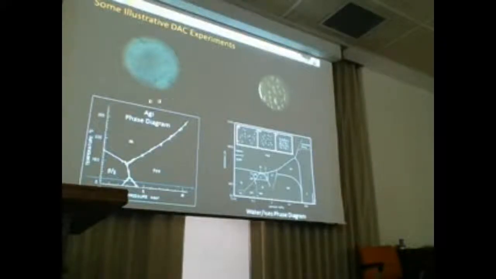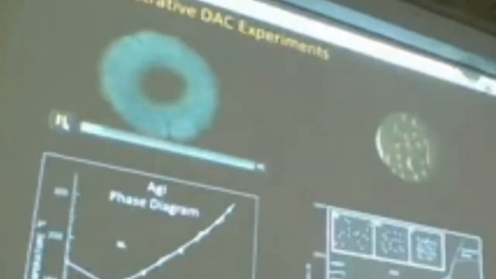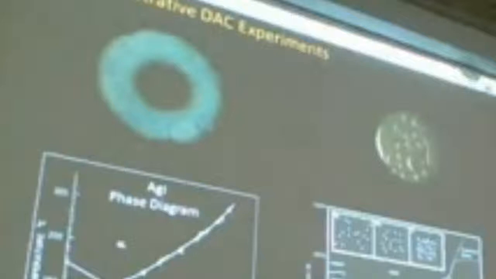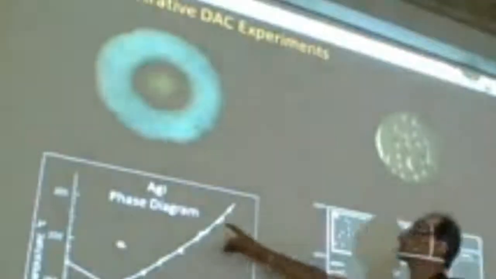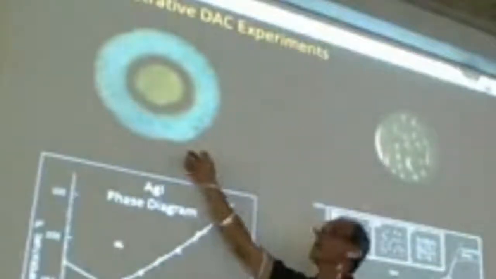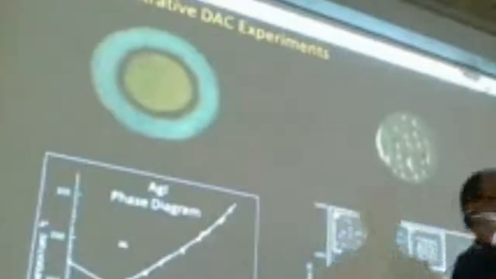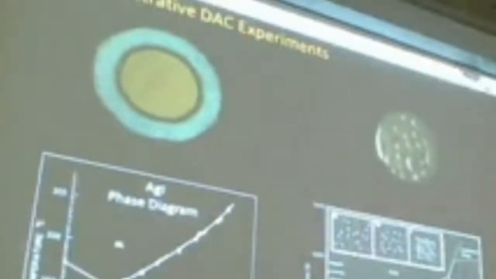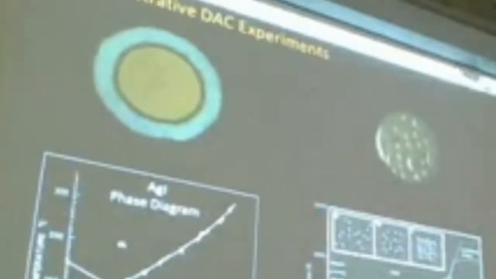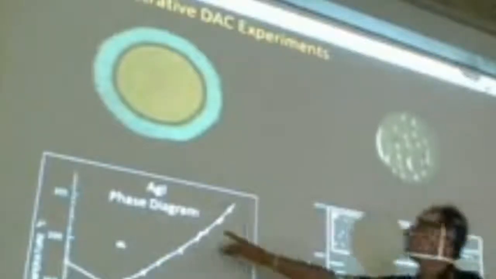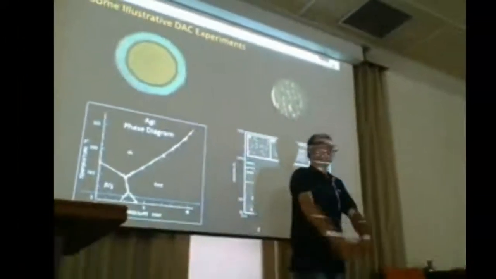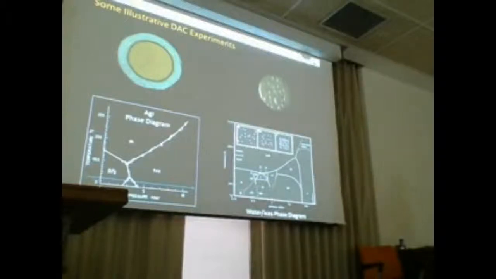And this one is an experiment in a diamond anvil cell with no gasket. What do you see? You put in the powder, AgI, and you compress it. And you see three colors. What happens? Why does this happen?